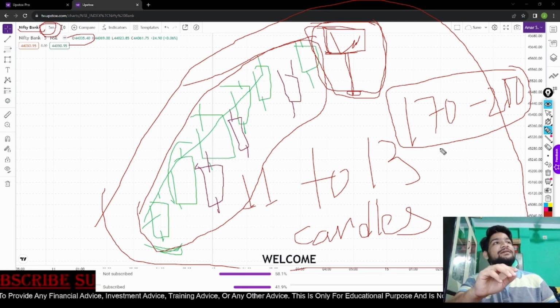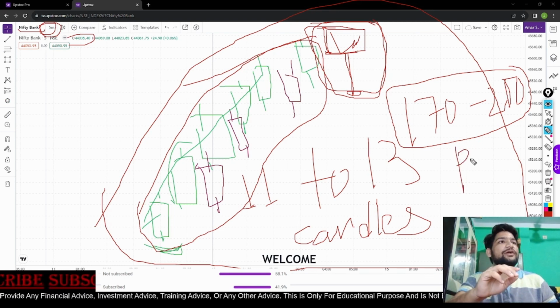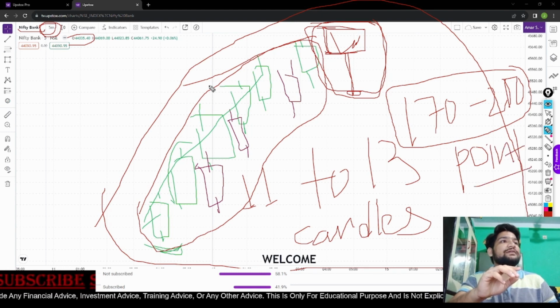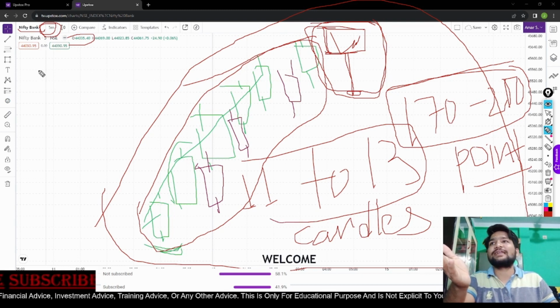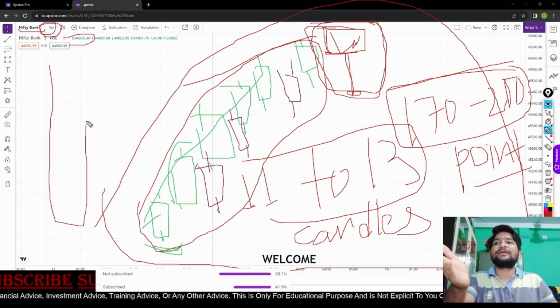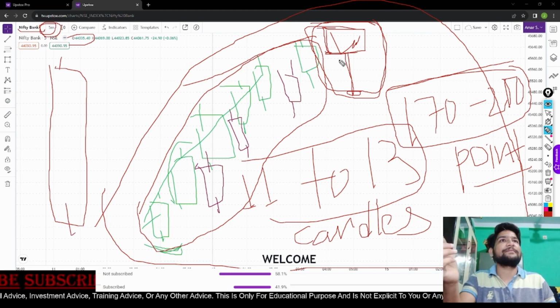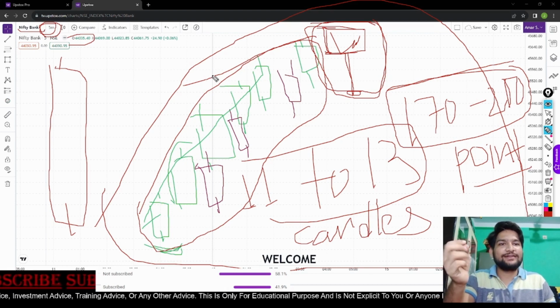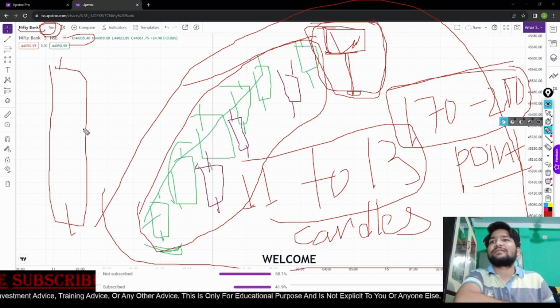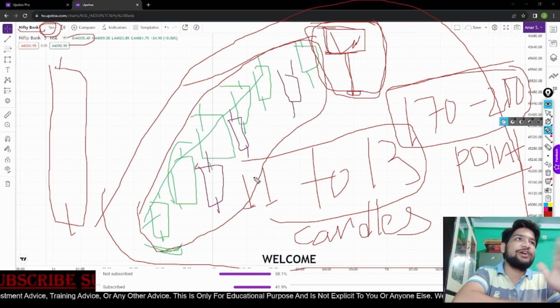And the other important point is that we have to look if the 170 to 200 points movement was in 11 to 13 candles, not a single candle. There can be a candle formation of 200 points. I will show you right now. Today there has been a candle of maybe 200 to 250 points. And so it should be a movement of 200 points.